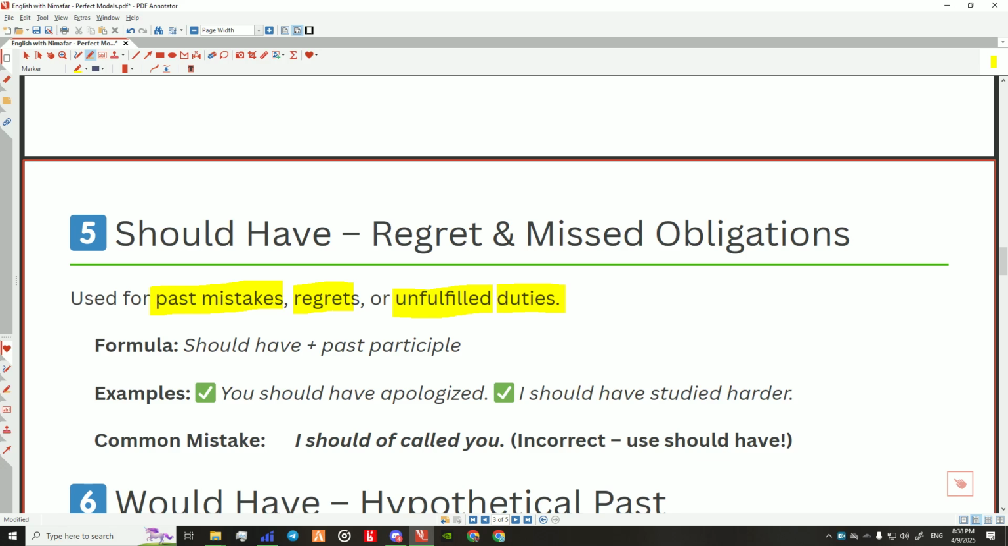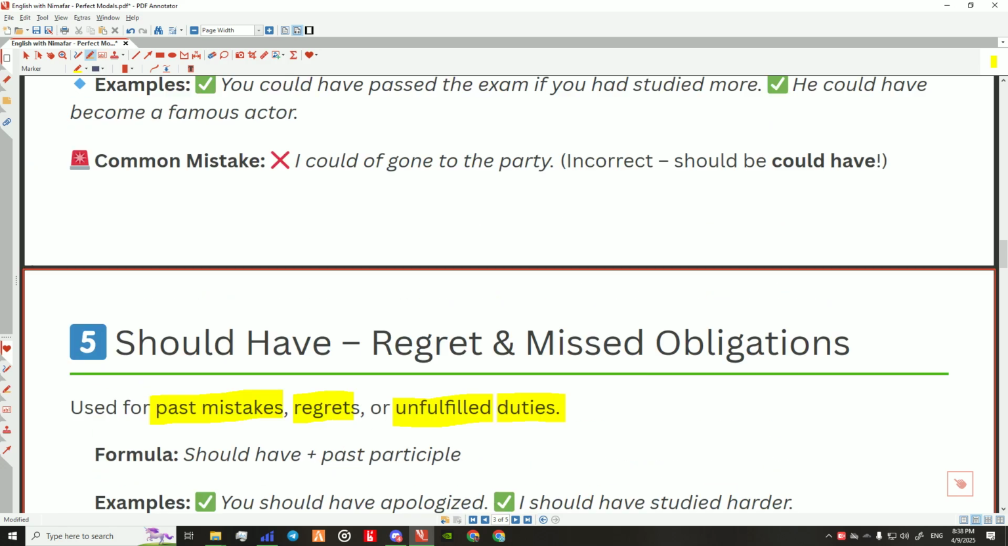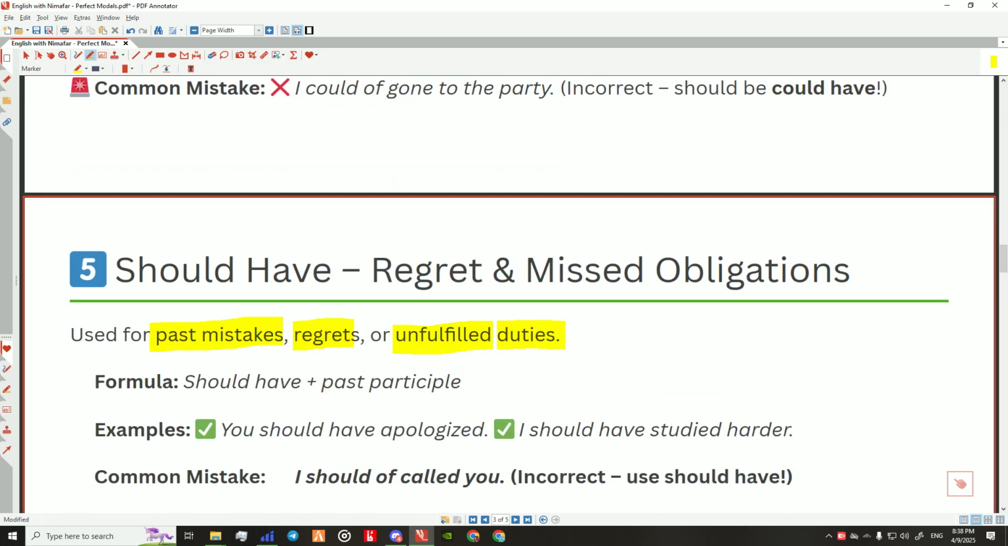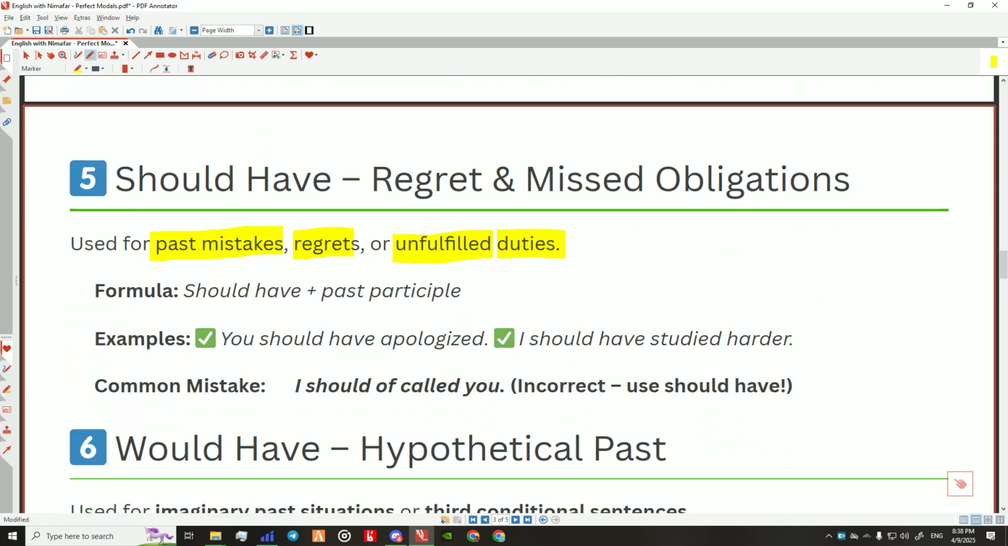And we are not happy about what happened. We are not happy. In could have, we don't know. We could either be happy or unhappy. It depends. But in this one, no. We are not happy with this.